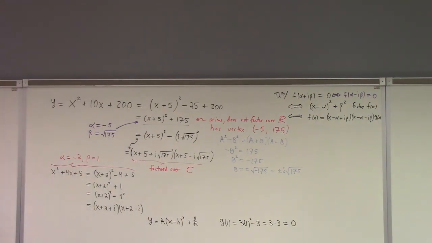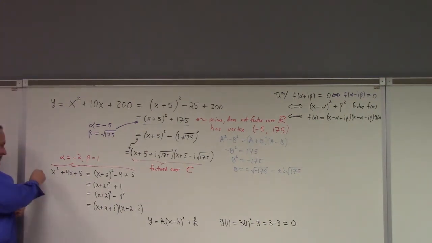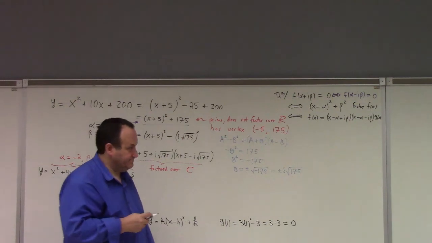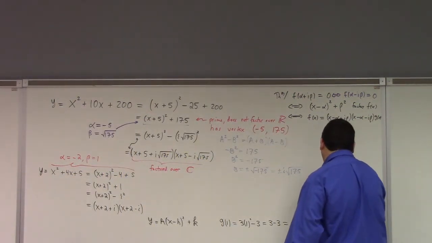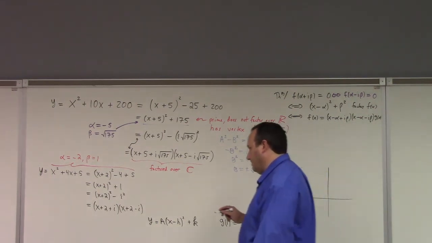I guess one of the more important parts here would be the graph. What would the graph look like? Which one do you want to graph, this one or that one? Example 1 or example 2? Which is your preference for the graph here? Two? All right. So where's the vertex for 2?